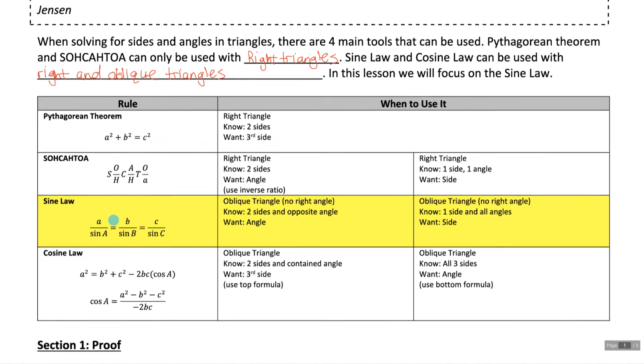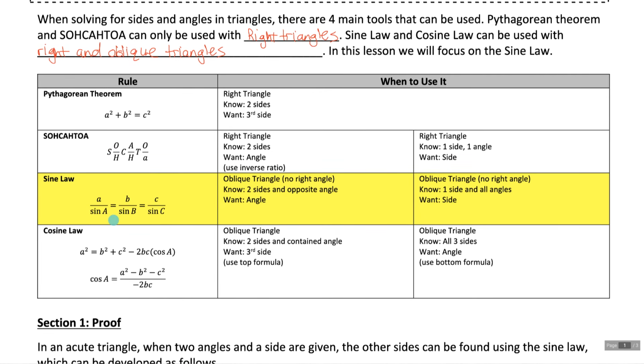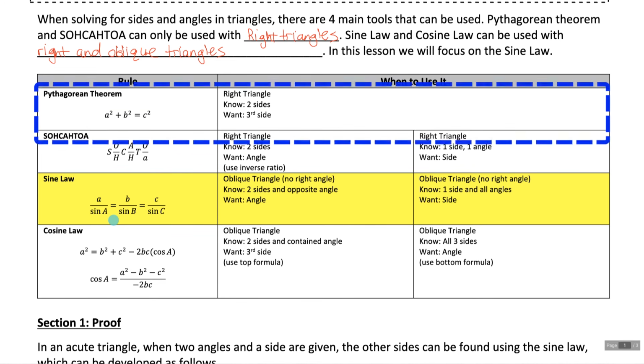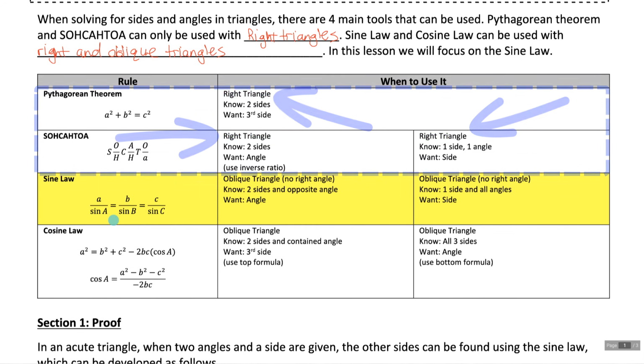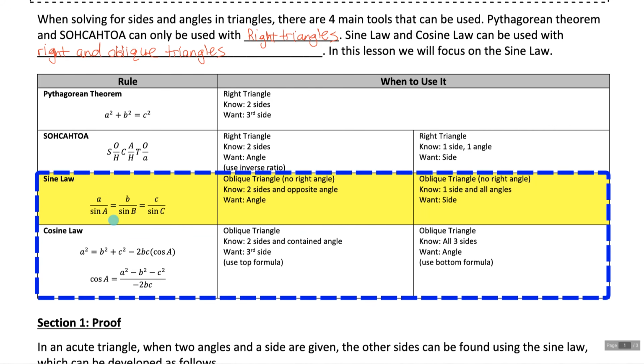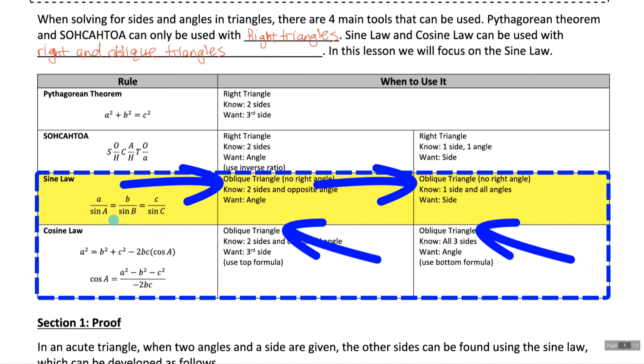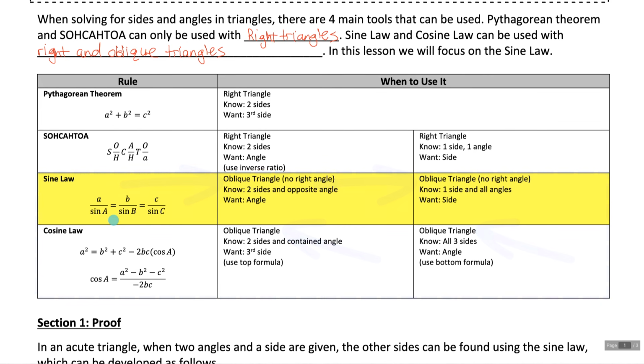And I have this chart here that shows you the four rules, when we're allowed to use them, and what they're used for. So once again, Pythagorean theorem and SOHCAHTOA, you're only allowed to use those if you have a right angle triangle. Sine law and cosine law work for any type of triangle. We don't typically use them if we have a right angle triangle because SOHCAHTOA and Pythagorean theorem are easier, but they technically do work for those. We typically mainly use them when we have an oblique triangle, a triangle without a right angle.